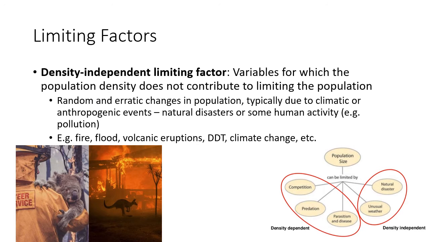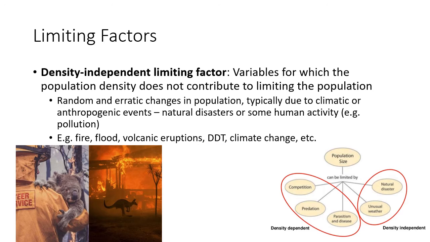Density independent limiting factors are not reliant on the population density at all to change the population size. So the population size is going to change, typically randomly and erratically, typically down, a decrease in population, due to climatic or anthropogenic effects. So that could be a natural disaster. It could be human activity like spraying pesticides. There can be a natural selective process in this, and it can become density dependent in a sense, but we'll typically talk about it as being density independent.